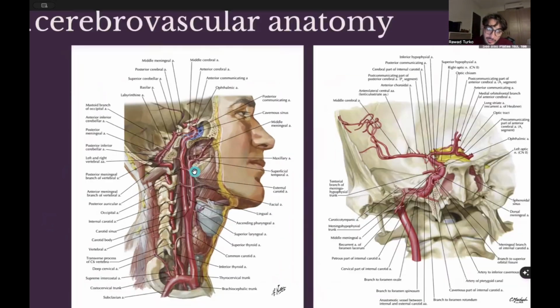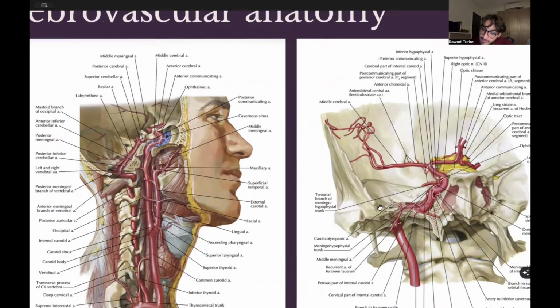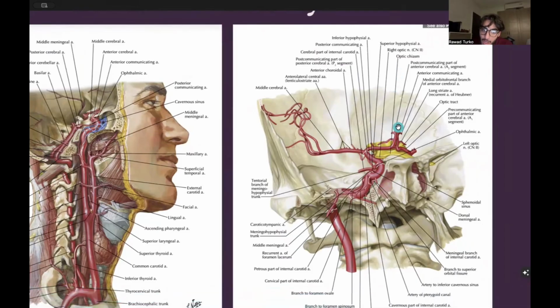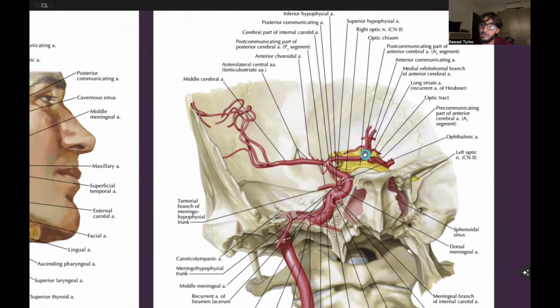Okay, and again, this is just a clearer picture. You'll see here, this is a continuation of the ICA. So ICA here, you'll see the ophthalmic. Again, this is a pretty complicated picture, but if you take your time to really look into it, it's going to be very helpful. So this here is the ACA. You'll see this is the MCA. So this is the ICA here.